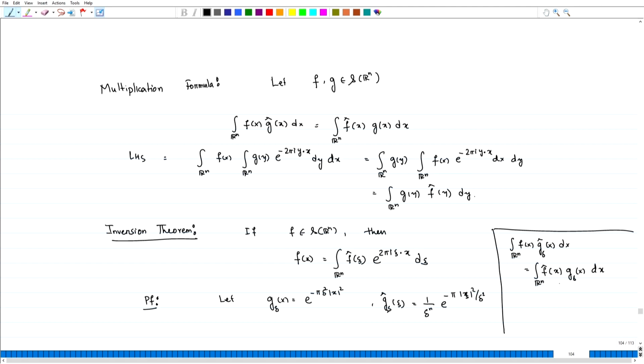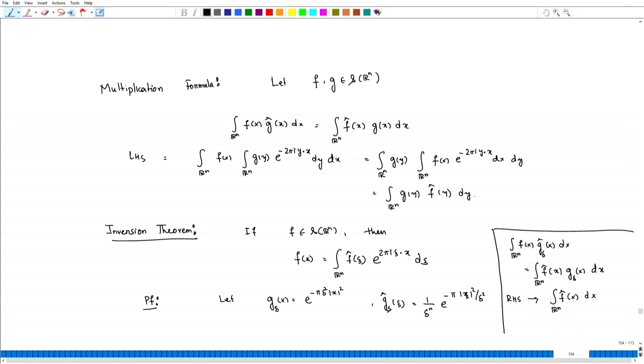So, as you can see, if delta goes to 0, e to the power minus pi delta square mod x square goes to 1. Therefore, the RHS is the integral over Rn of f hat at x dx.